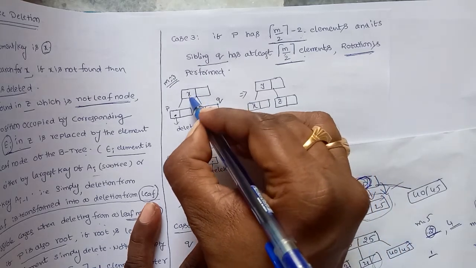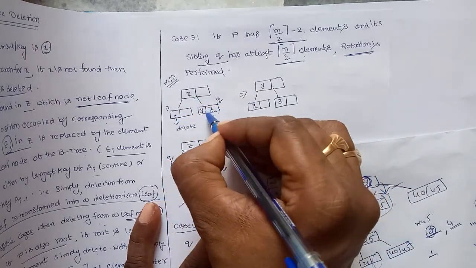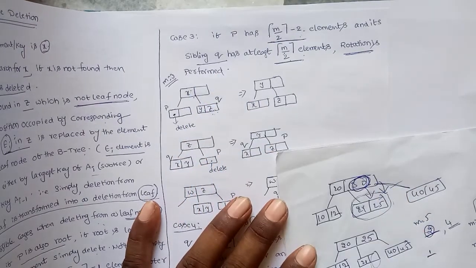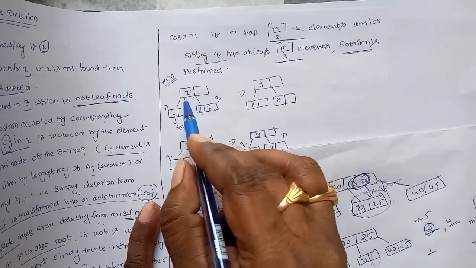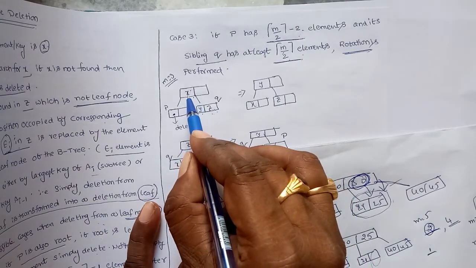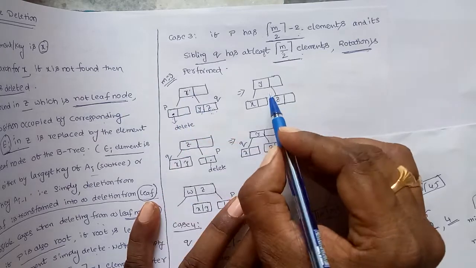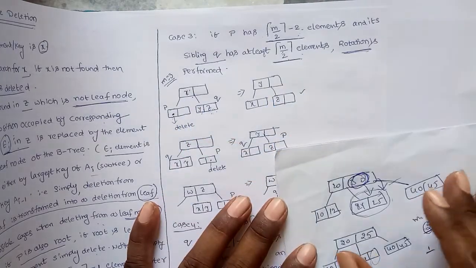That means the parent is moved to P and Q's element is moved to Y. At the same time, to maintain the binary search tree property, Y's value is greater than X. So obviously Y is moved to the root, and X is moved to the left side. This is the rotation we are performing.